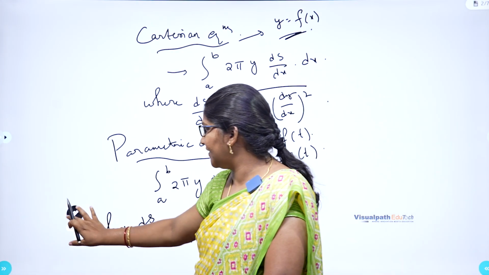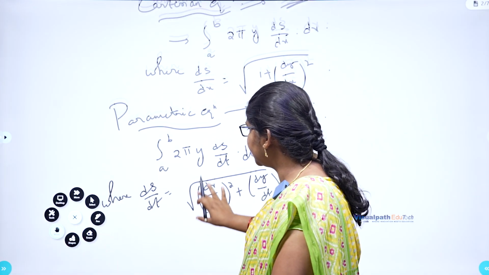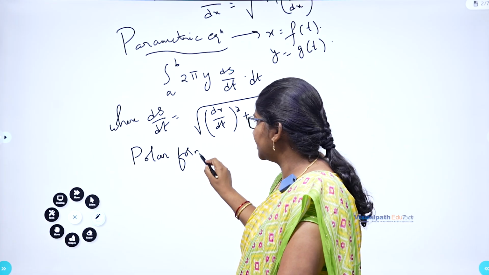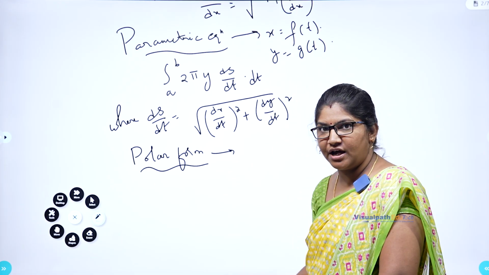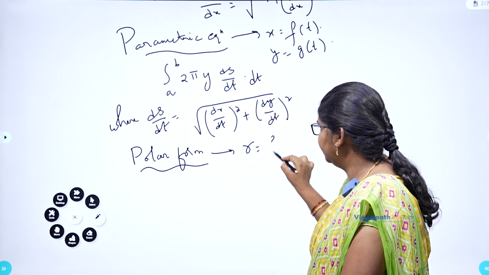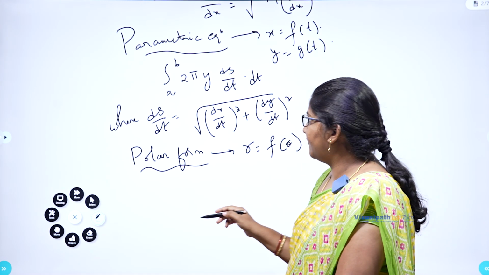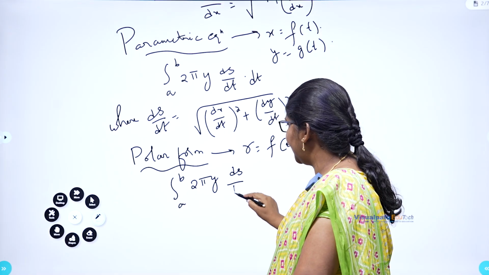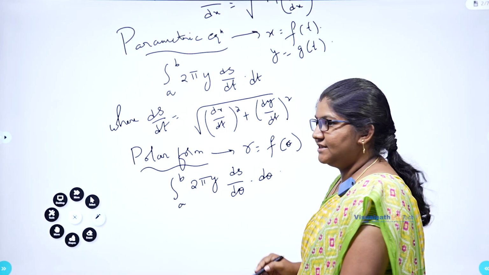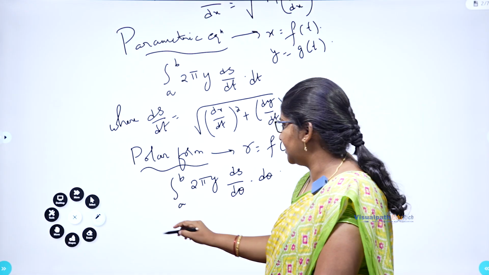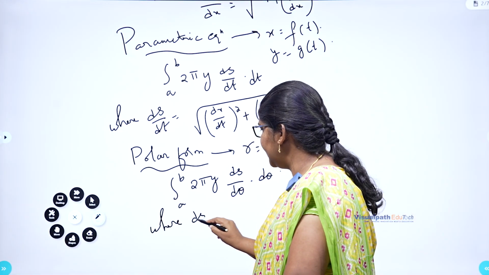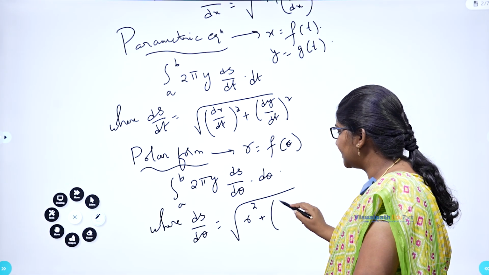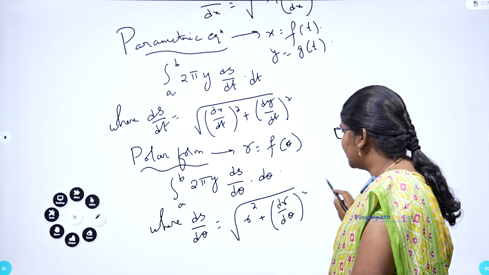If the question is given in terms of polar form, which means r and theta, the formula will be integral a to b 2 pi y ds by d theta into d theta, where ds by d theta is equal to under root r square plus dr by d theta whole square.